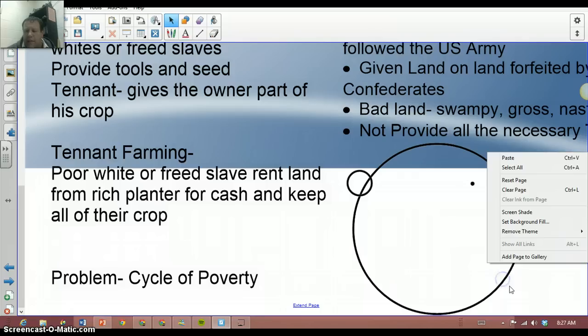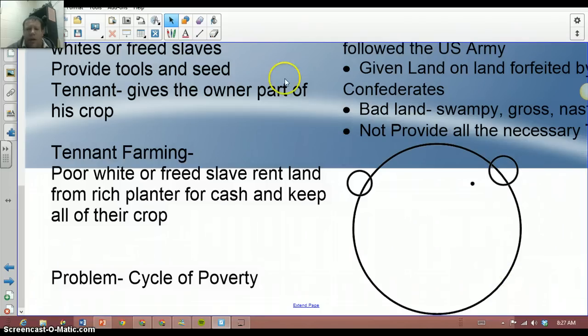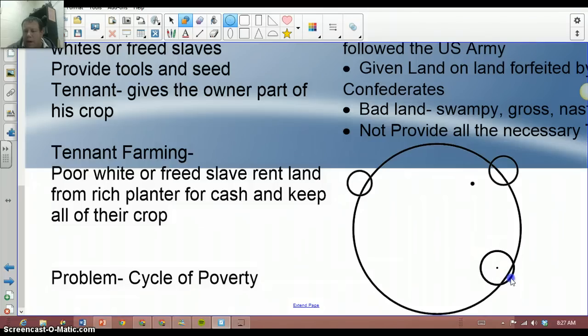And essentially, this idea of cycle of poverty, if I can put the next generation in here, there we go. Essentially, you see all the way around, you have this cycle of poverty where nobody can ever actually get ahead. And so it just keeps the cycle of poverty going.